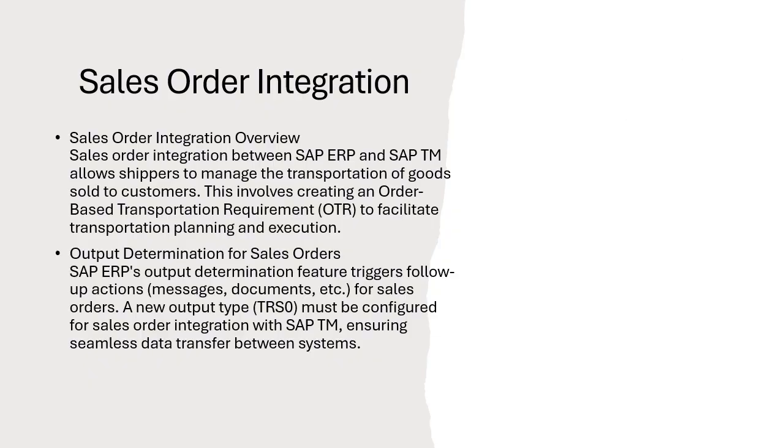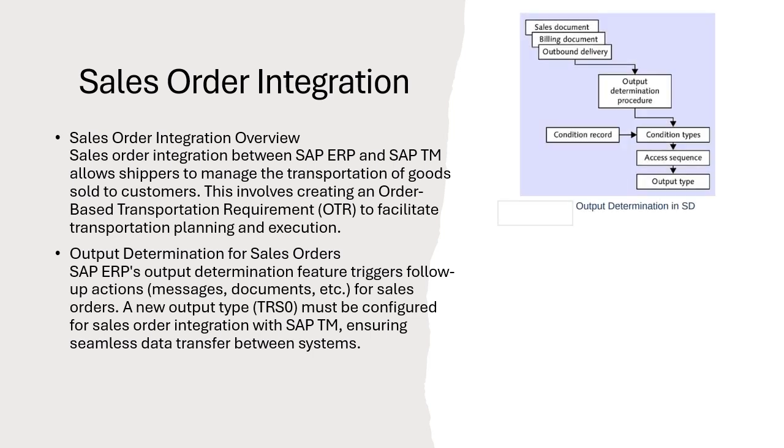So this is actually important connection between SAP ERP and SAP TM, which is particularly for shippers. It allows SAP TM to manage the transportation of goods sold to customer. So this integration creates an order-based transportation request, which is the OTR, which can be used for planning fleet units and organizing transportation. So the transfer of sales order from SAP ERP actually triggers future process in SAP TM, which actually facilitates transportation planning and execution as well.